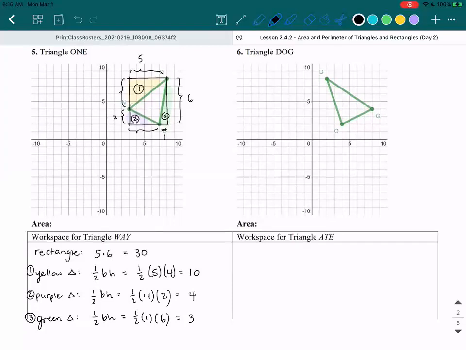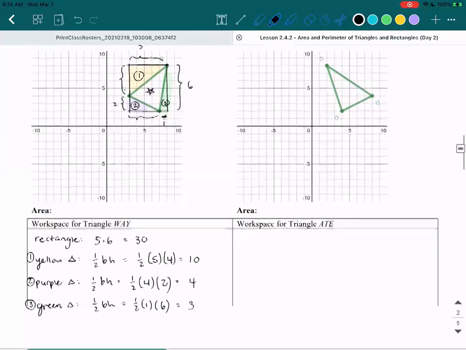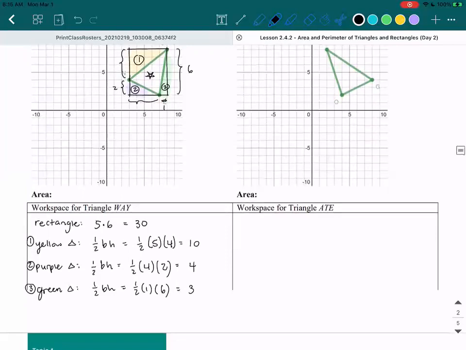So now to finally get the area of the original triangle that we wanted, all we have to do is take the area of the rectangle, which is 30, subtract the areas of these three triangles. So minus 10, minus 4, and minus 3. So that would give us 30 minus 10 is 20, and then you subtract a 4, that would be 16, and then you subtract 3, and that gives us 13. This is your final answer.